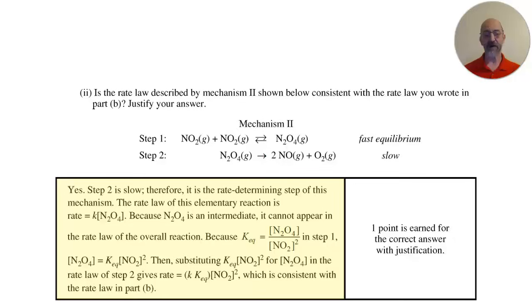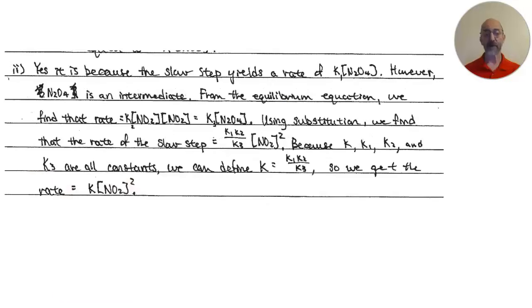But either way, I can tell you that if you do a substitution procedure to effectively replace the N2O4 with 2 molecules of NO2 or NO2 squared, then that is an acceptable method for saying that yes, step 2 is slow, therefore step 2 is the rate determining step of this mechanism, and then they do that substitution procedure, and you can see that that substitution procedure was part of the official scoring guidelines in this question. Now I'm going to show you some student responses that either did earn the point or did not earn the point. So take a look at this student response.